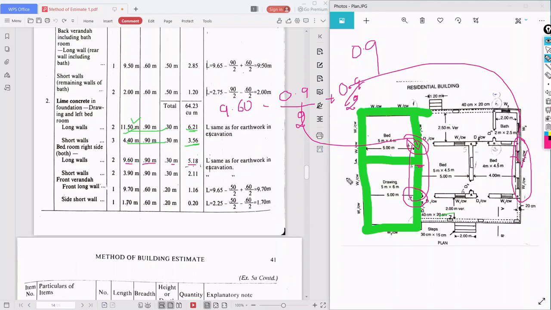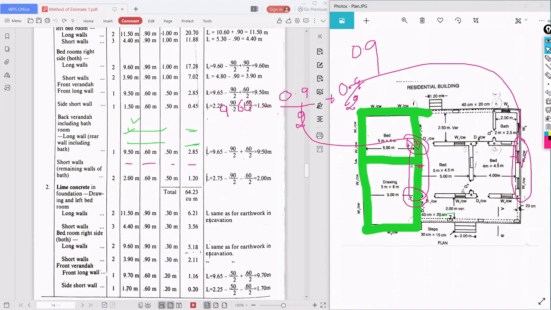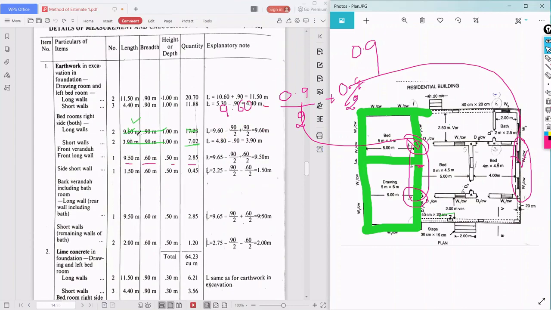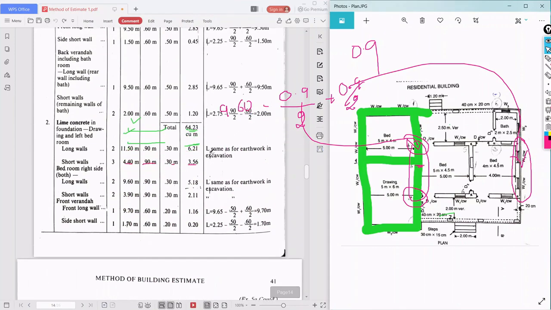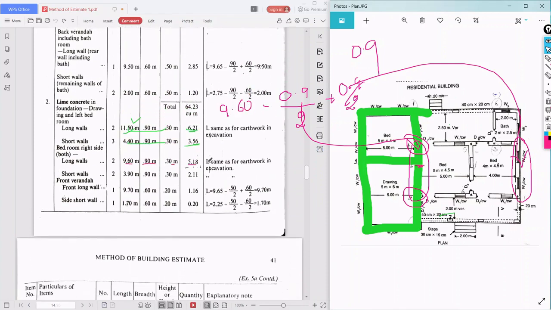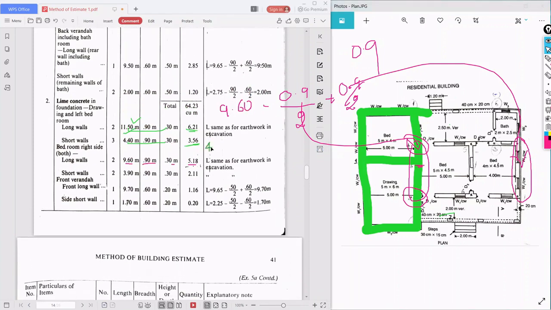Similarly for the short walls. What was the center to center length? It is 4.80, right? From this one.